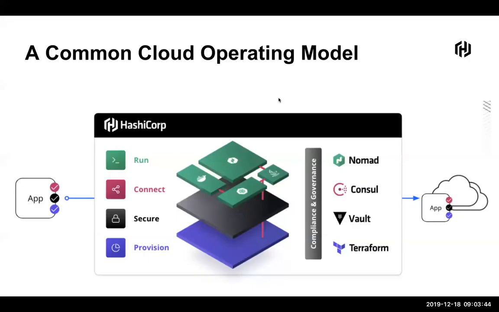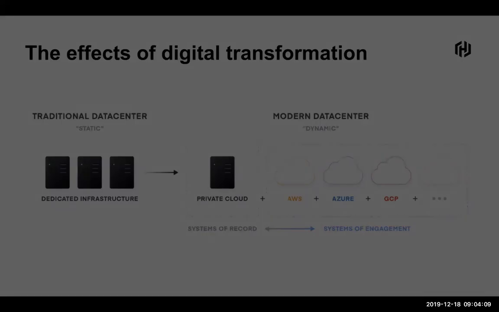Before we dive into it, just a little bit about HashiCorp. We provide a common cloud operating model delivered as a set of tools and workflows across several areas: provisioning with Terraform, security with Vault, networking with Consul, and the runtime of applications with Nomad. Our focus today will be on Consul and how namespaces adds value in enabling cloud networking automation.